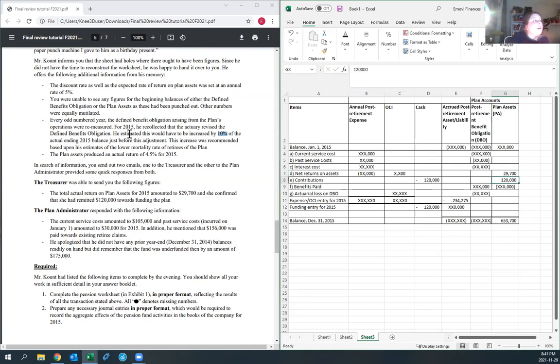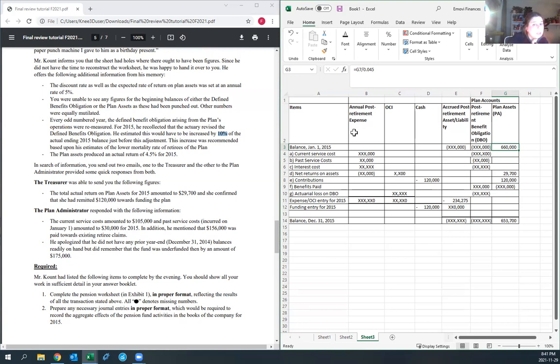Also, because they gave us the actual return of 4.5%, we're going to be able to calculate our plan assets balance, because your actual return is your plan assets times your actual return rate. So if we do our net return on assets divided by the rate, we're going to get the plan assets balance. So it's the 29,700 divided by 4.5%. So $660,000.